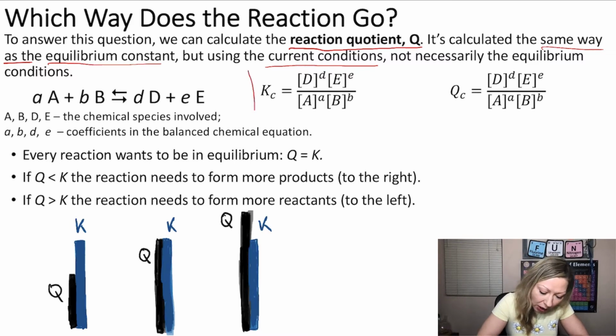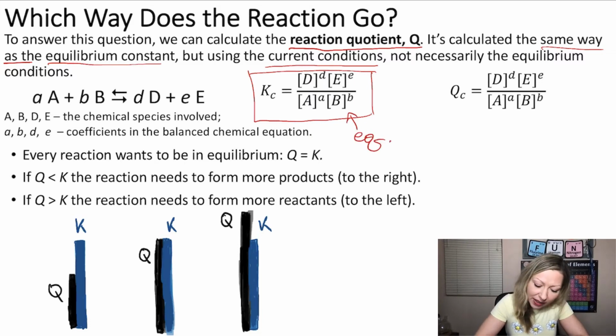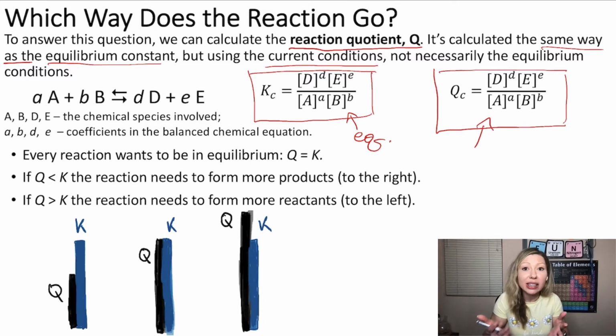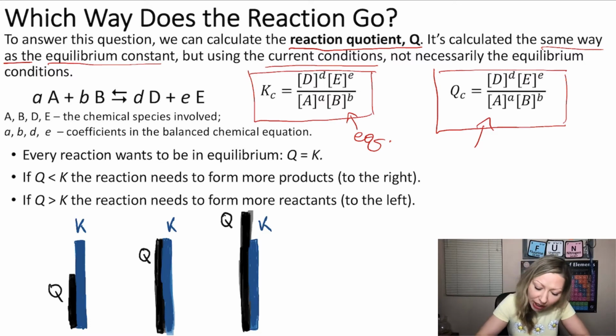So when we are calculating the equilibrium constant using this expression, we have equilibrium conditions. And for the reaction quotient, we just take a look at the reaction. It might not be at equilibrium, it might still be going in one direction. So we are using the current conditions.